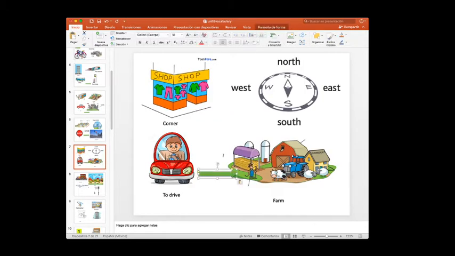those definitions. This one is corner. Corner means this part of the street. Okay, that is the corner. To drive a car. That is the action. Drive a car.